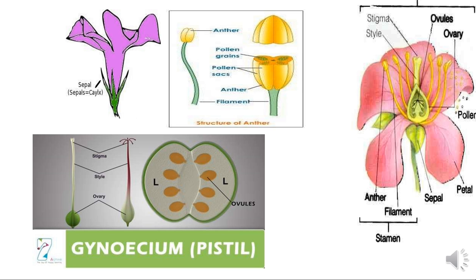When more than one carpel is present, they may be free, as in lotus and rose, and the condition is called apocarpous condition. They are called syncarpous when carpels are fused together, as in mustard and tomato. After fertilization, the ovules develop into seeds and the ovary matures into fruit.